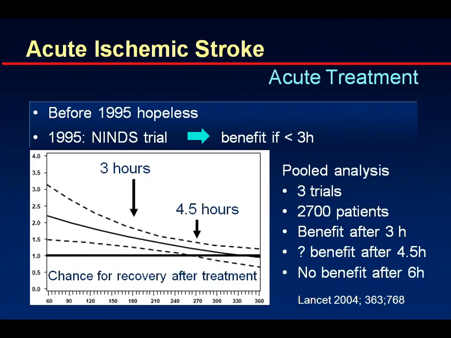And what you do see here is the pooled analysis from 3 trials from the late 90s, and they included more than 2,700 patients. And what they looked at is the so-called odds ratio. So in other words, the chance for recovery after treatment. One means it's just the same if you do something or do nothing. If you get a patient within 1 hour, the average odds ratio is 2.25, which means you have a 2.25 times higher chance of recovering than if you do nothing.